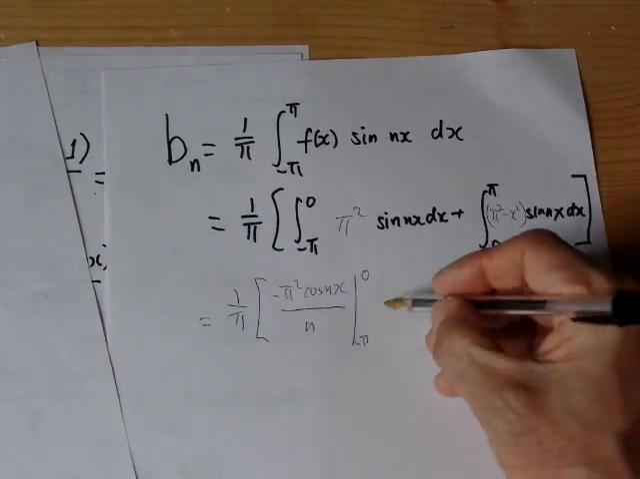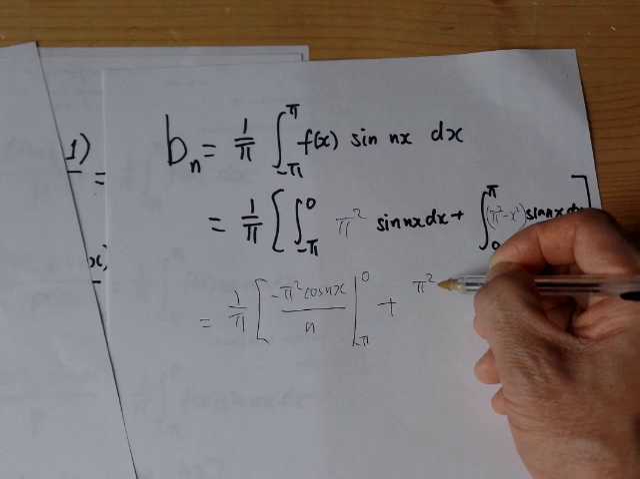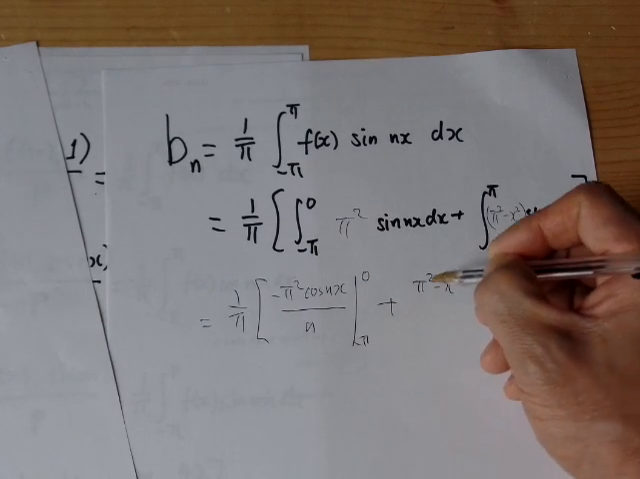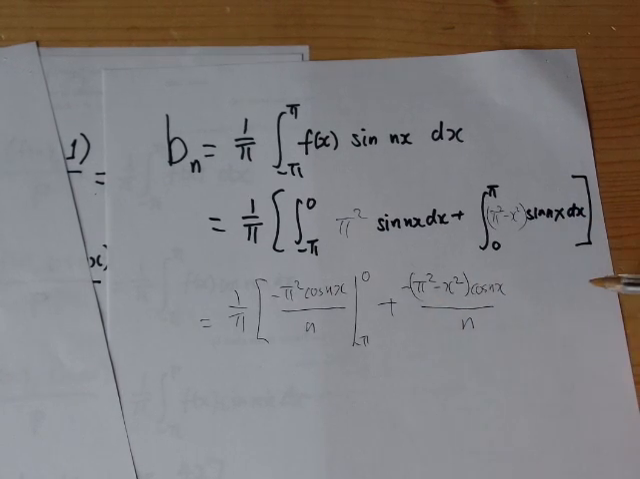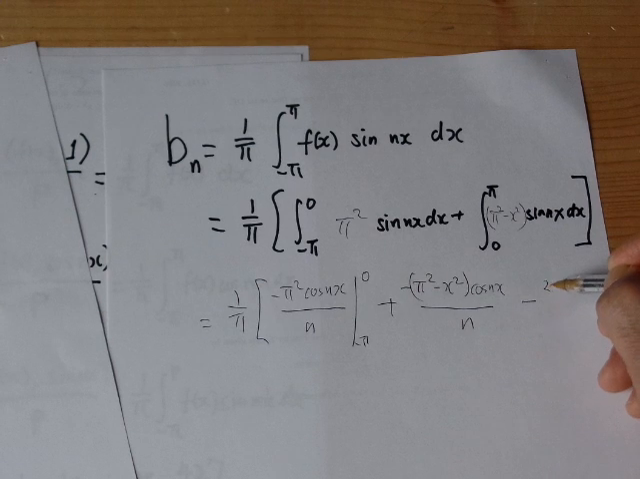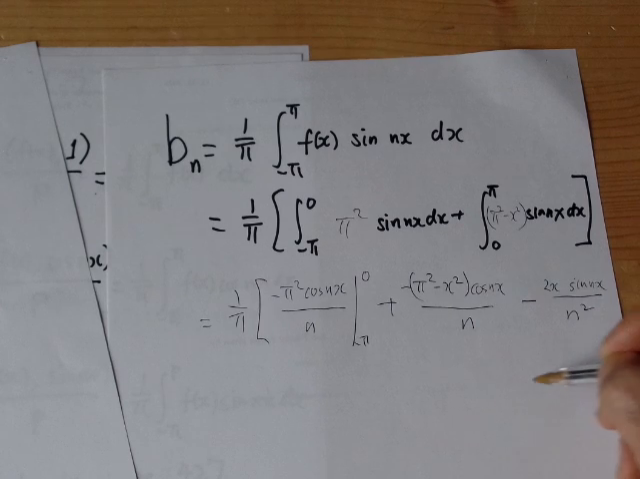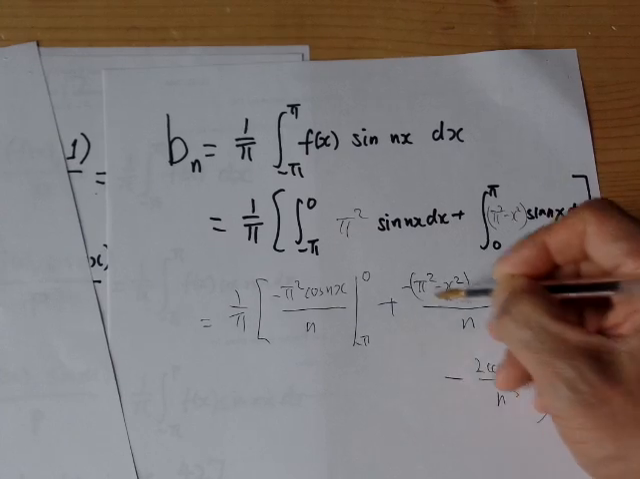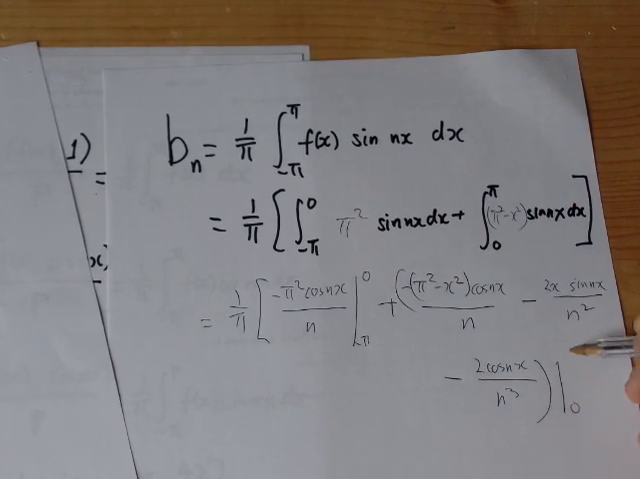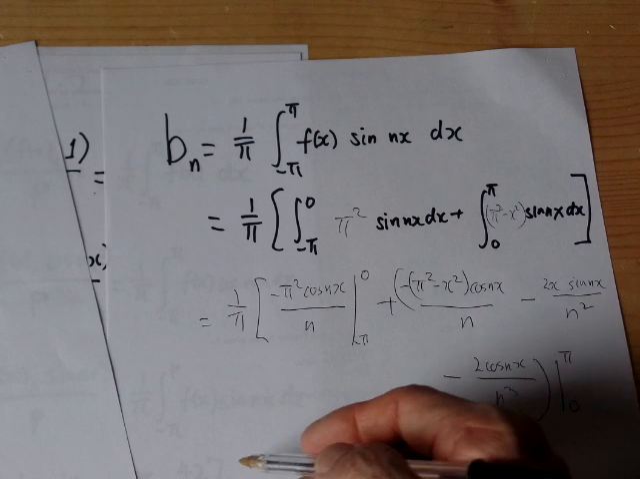So having this table, using the tabular method, I know what this will be. There'll be 3 terms: pi squared minus x squared times negative cosine nx over n, negative 2x sine nx over n squared, and the last term is also negative 2 cosine nx over n cubed. All these will have x running from 0 to pi. So you do something similar to what I had just now, and you will get an answer for Bn.